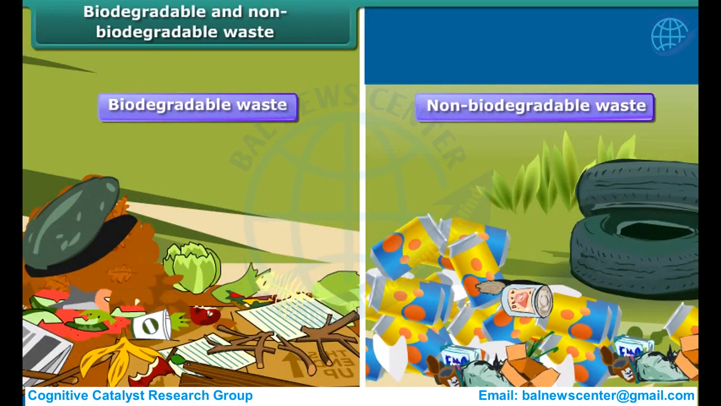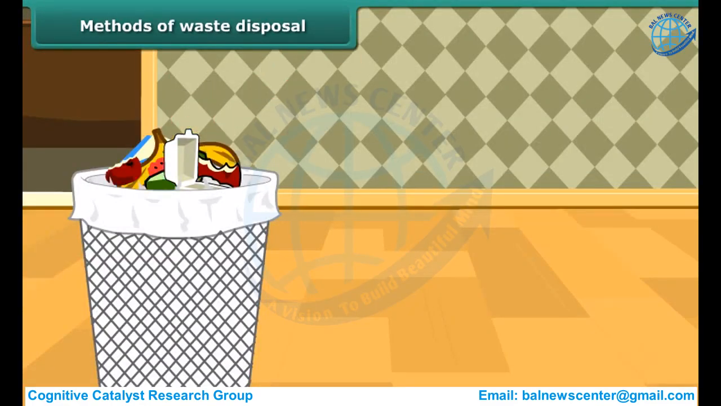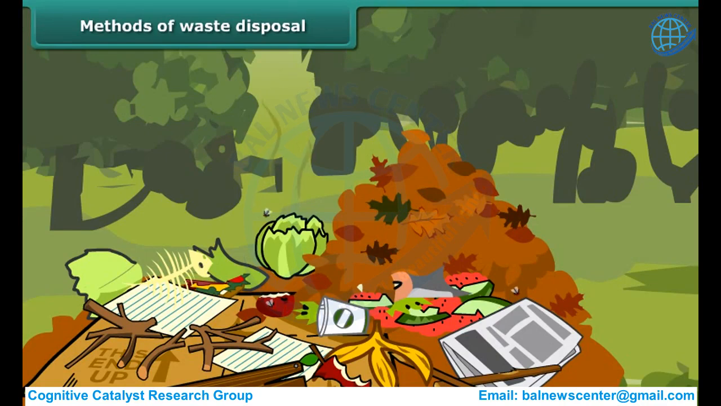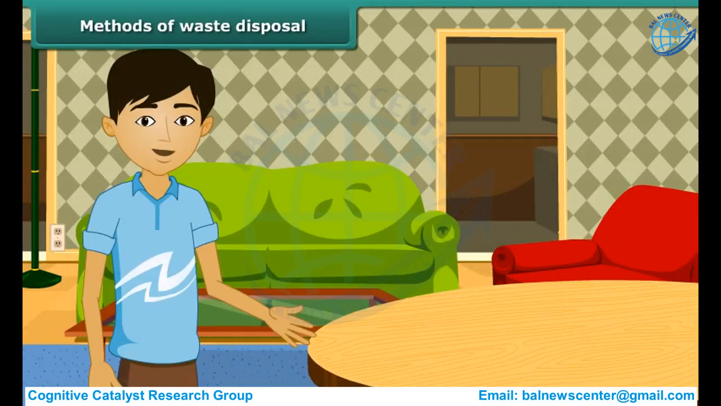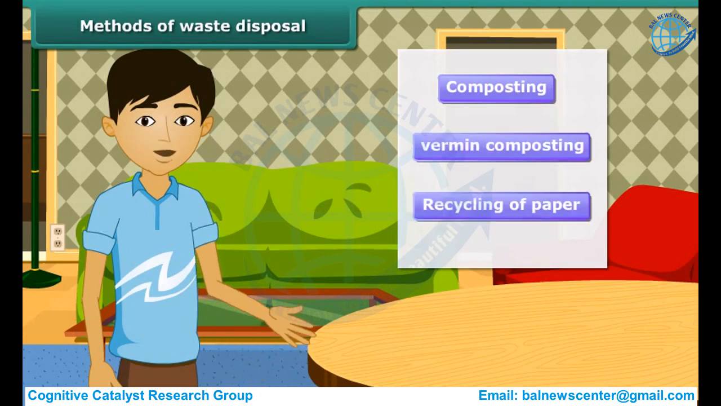Wastes are divided into two categories as biodegradable waste and non-biodegradable waste. Vegetable and fruit skin are biodegradable waste, whereas plastic, metals, and glass are non-biodegradable waste. When we peel off fruit and vegetable skin, it is necessary to dispose of it in a dustbin. Carelessly lying garbage attracts disease-causing insects. Let us look at various methods of waste disposal like composting, vermicomposting, and recycling of paper.